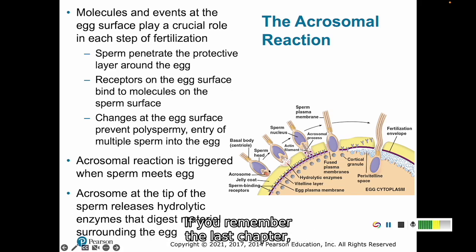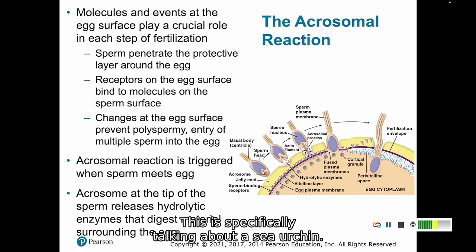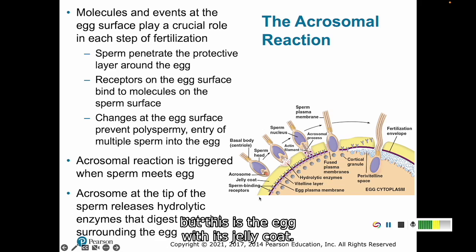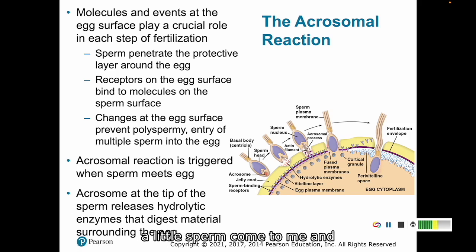If you remember the last chapter, we talked about the anatomy of a sperm. At the front tip of it is the acrosome. And then this is an egg, and you can see at the edge of it, it has a jelly coat. This is specifically talking about a sea urchin. So we're going to start with talking about a sea urchin model. But this is the egg with its jelly coat. And that jelly coat is just like this little siren call that is saying, oh, little sperm, come to me.